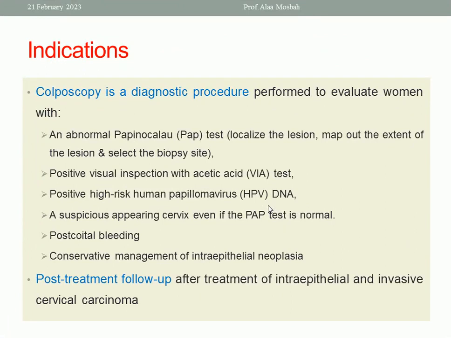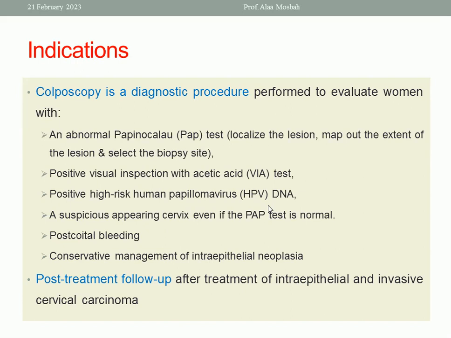So, what are the indications for colposcopy? Colposcopy is a diagnostic procedure performed to evaluate women with an abnormal pap test. The colposcopy can localize the lesion, map out the extent of the lesion, and select the best site for biopsy. Positive visual inspection with acetic acid: if you did the VIA test and you found an acetowhite area, then you want to be sure whether this is abnormal, maybe CIN and so on. So you can use colposcopy if you discover acetowhite areas when doing the VIA test.